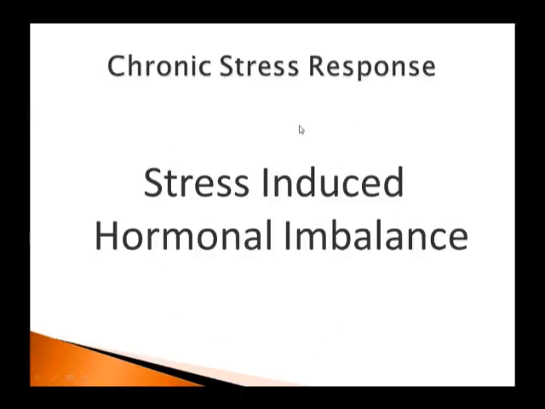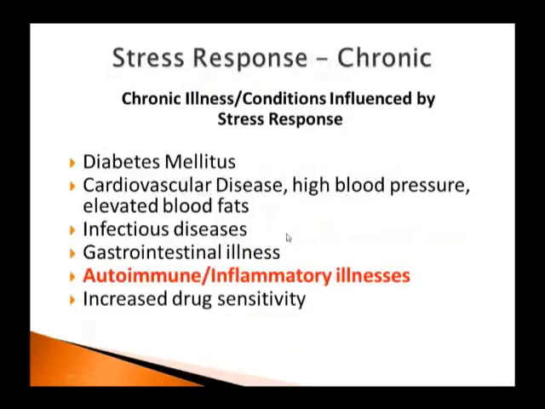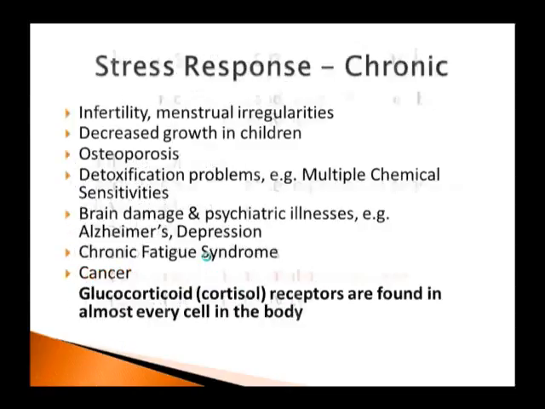Well, what happens to that axis when we have chronic stress? We know that the vast majority of chronic illness in our society is in part due to chronic stress and the physical breakdown that it causes, from diabetes to heart disease to susceptibility to infectious diseases, autoimmune and inflammatory conditions, you could put in that category rheumatoid arthritis, and the list goes on and on. So even cancer over time can be influenced by the chronic stress response.